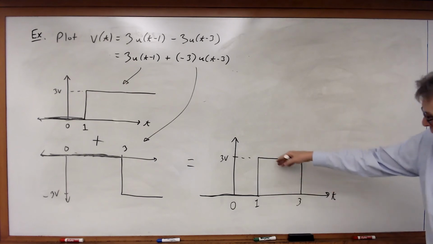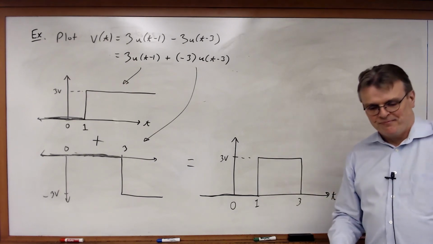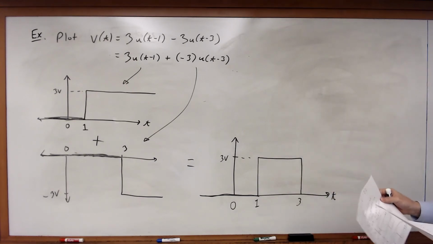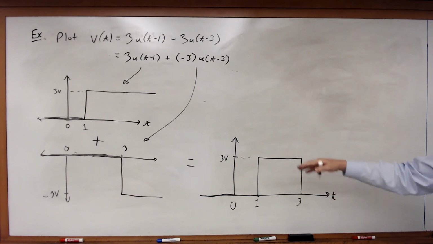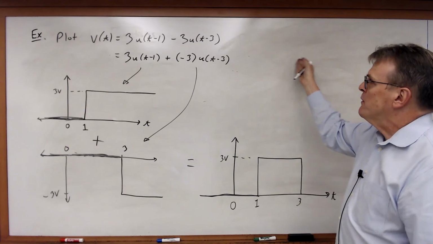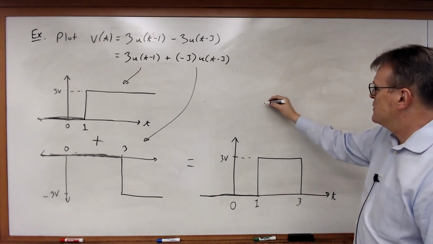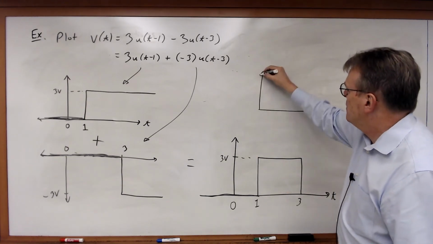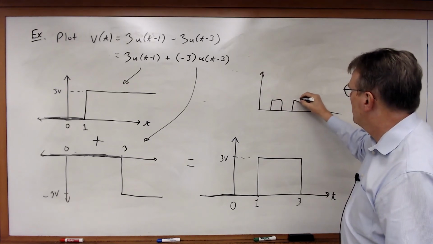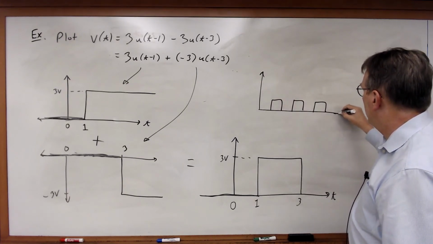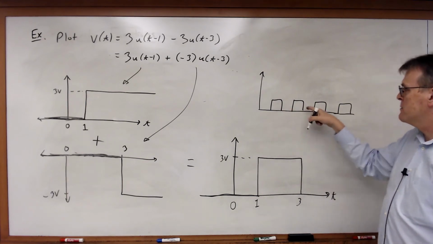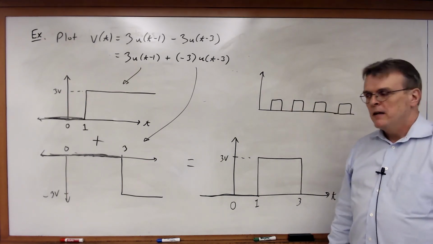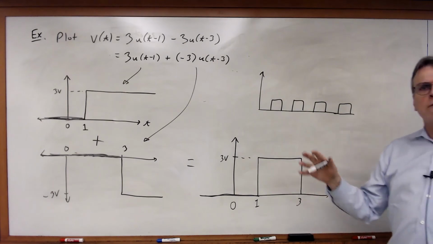So what do I get here? I get a pulse. And in fact, I can take this idea and I could, for example, create a whole train of pulses by adding together different unit step functions. And so I could actually go through and do a pulse train like so, just by combining various functions that turn on and off at various times to create those pulses. So all kinds of interesting little functions you can create.